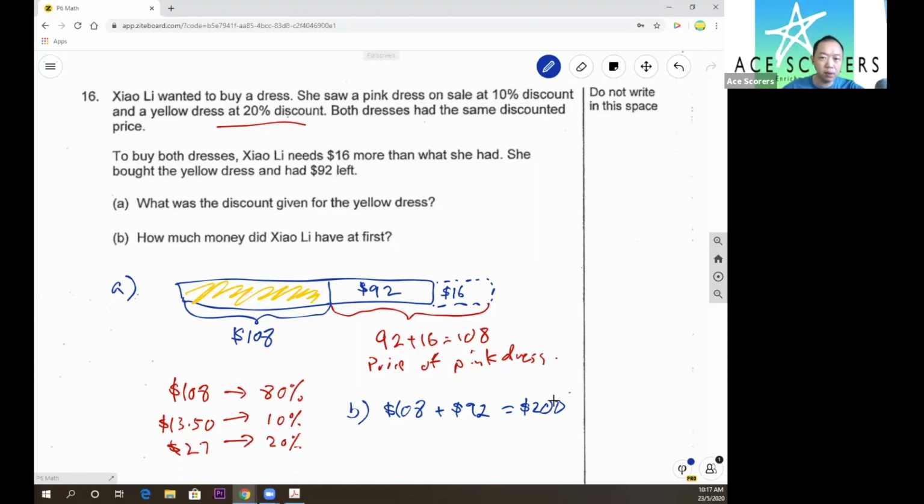Okay, move on, next one. Next one, is this okay? I'm going to move on to the next one.